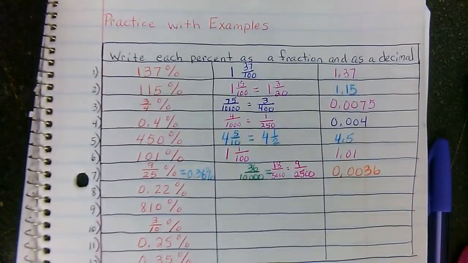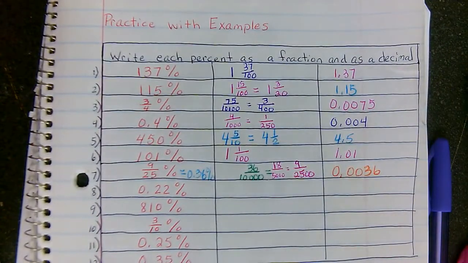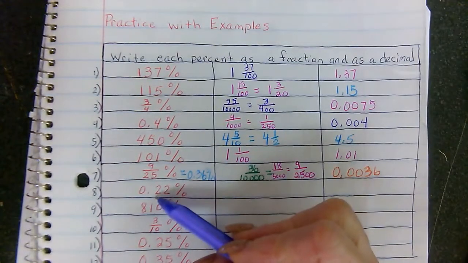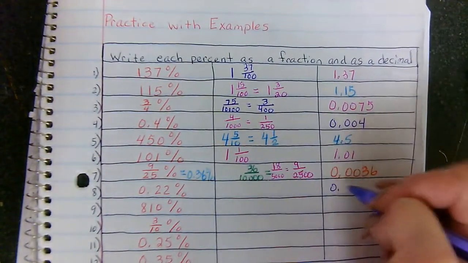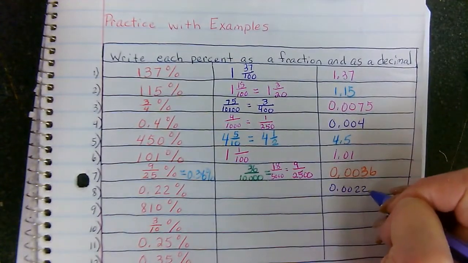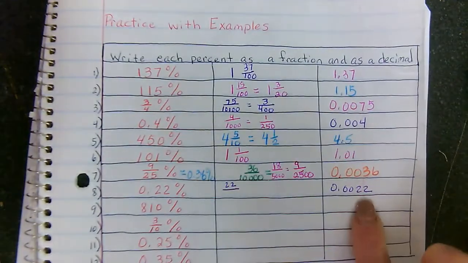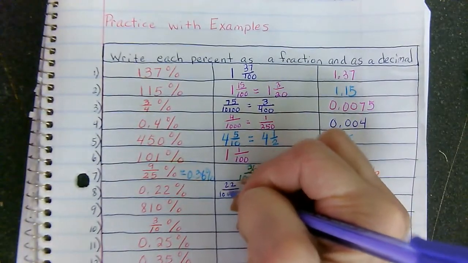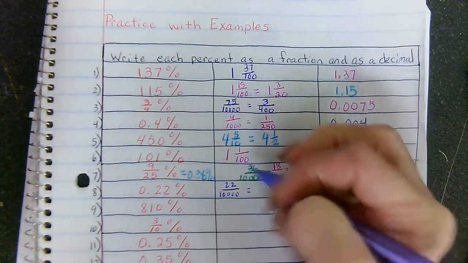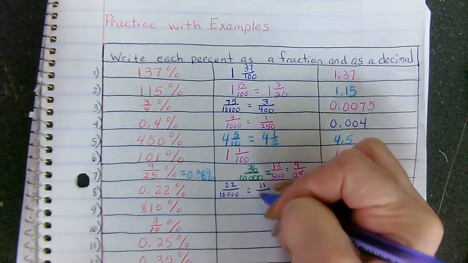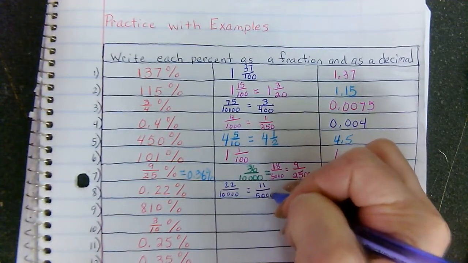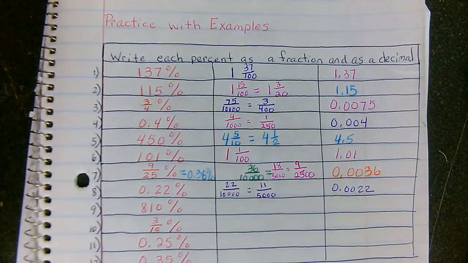Let's move on. So this would change to decimal to the left 2, and you'd end up with 0.0022. And this is the same as 22 over 10,000. That simplifies to 11 over 5,000. You take half of each. And that's as far as that one will go.